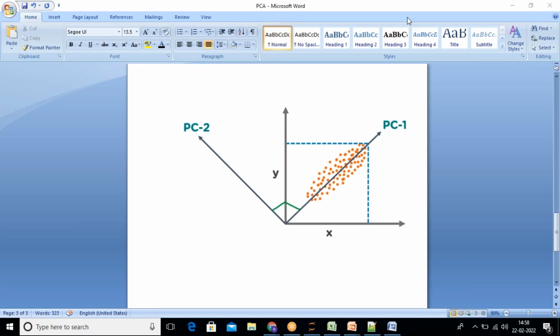So if I say the dimensions of the data here are PC1 and PC2, which one conveys more information? PC1 or PC2? Which one? Tell me. Obviously PC1, because it is the primary principal component. PC1 is the primary principal component which explains the maximum variance in the data set.